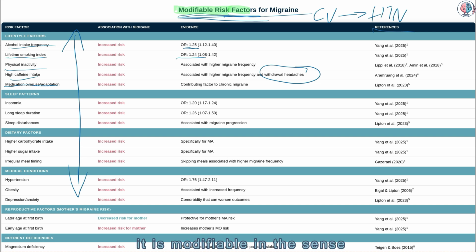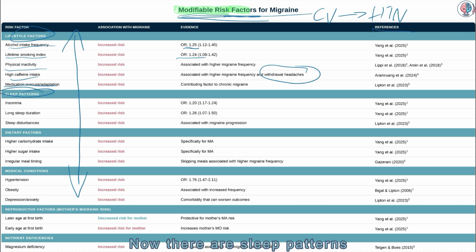However, it is modifiable in the sense that a neurologist can optimize a patient's preventives, decreasing the necessity of abortive meds that cause medication adaptation headache. And again, maybe also switching to another medication like a GPAN that isn't known to cause medication adaptation headache. So we're done with the lifestyle factors.